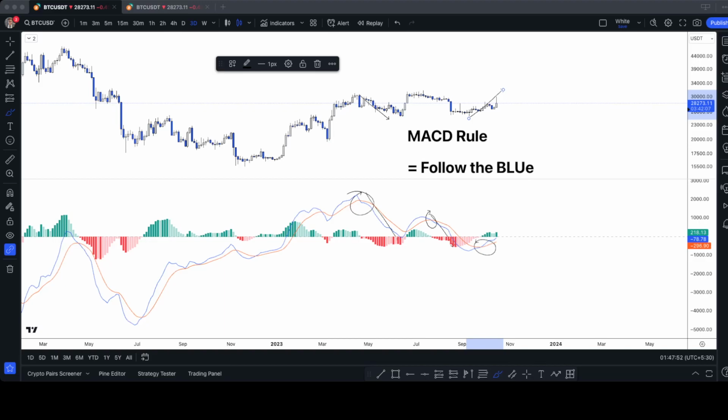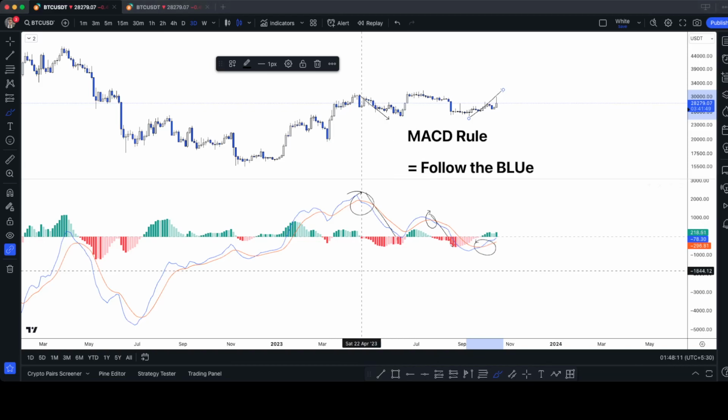So you all are clear with MACD? Follow the blue, and when the blue crosses the orange, you shift your trend. That's what MACD shows you. It's very simple. There is nothing more to know about MACD. That's a very important thing.